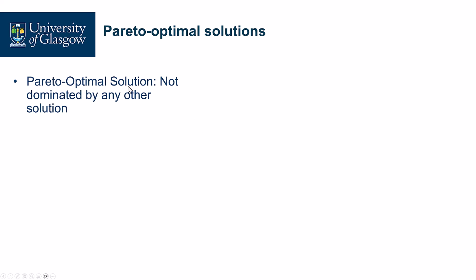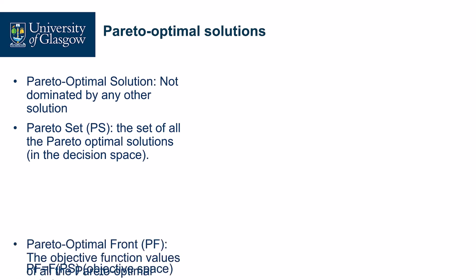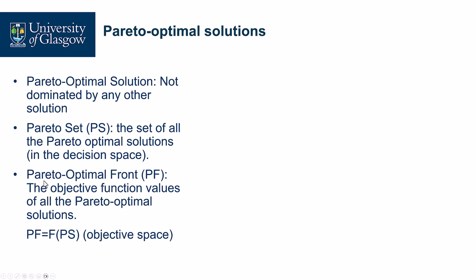Then, based on the Pareto optimal solutions, we can have two concepts. The first one we call the Pareto set. This is the set of all the Pareto optimal solutions in the decision space. This means they are x values. And they have the y value. This one we call the Pareto optimal front. So this is the set, this is the front. The front means the objective function values of all the Pareto optimal solutions. So the Pareto front equals the objective function applied to the Pareto set, right?